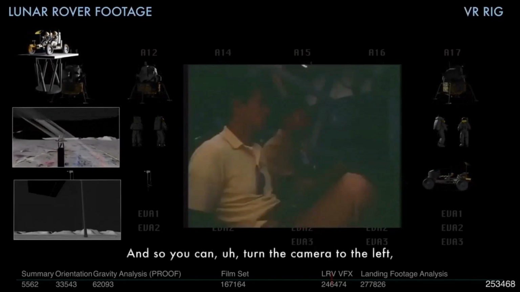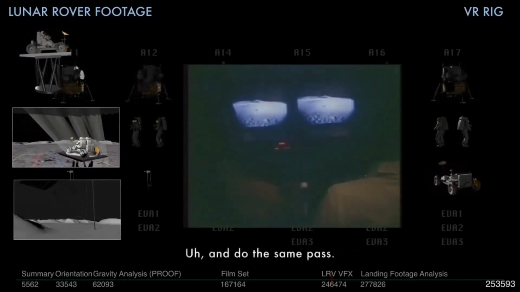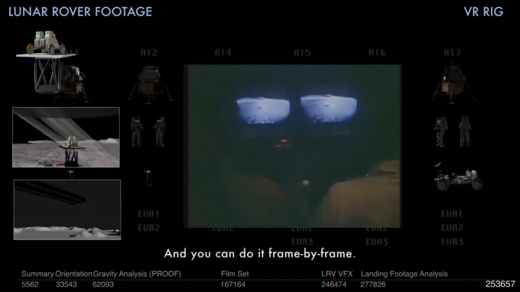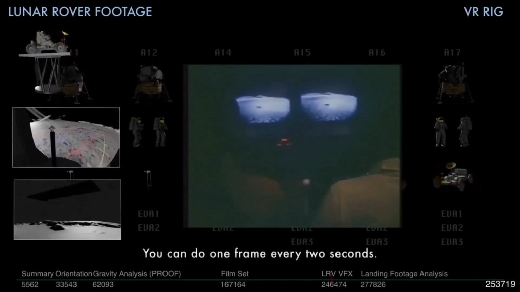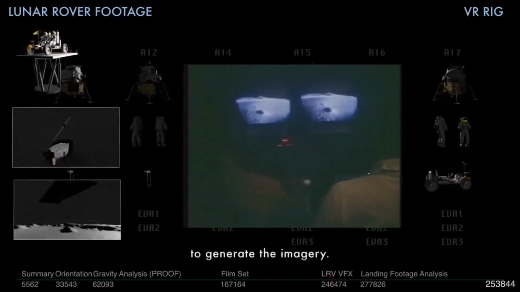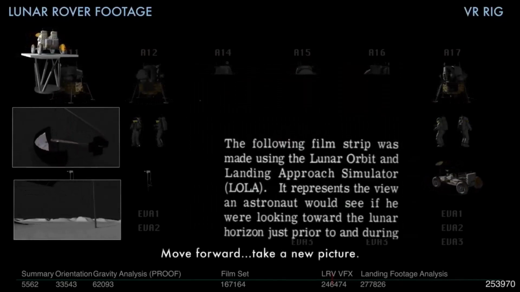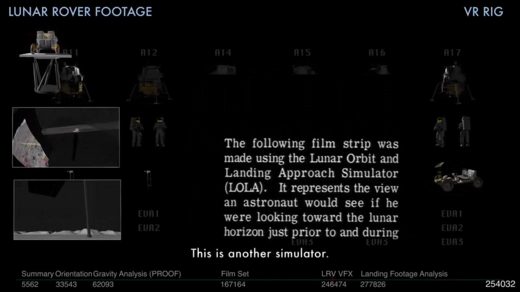And so you can turn the camera to the left, turn the camera to the right, turn it behind you, and do some passes. And you can do it frame by frame. You can do 1 frame every 2 seconds, 1 frame every 4 seconds, however it works best for you to generate the imagery. The camera moves forward, takes a new picture, moves forward, takes a new picture.